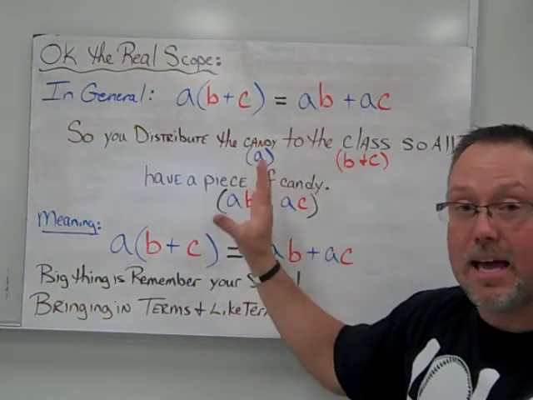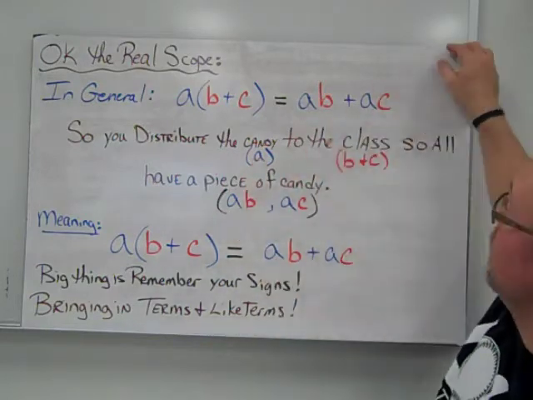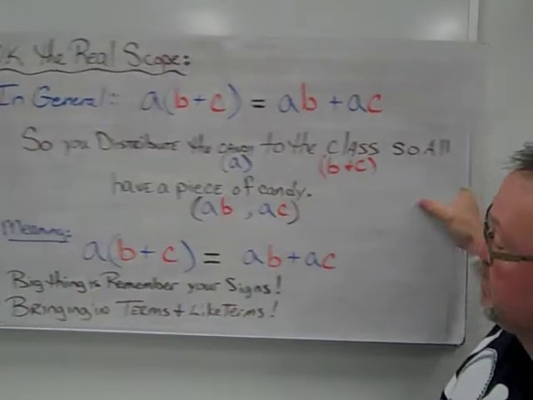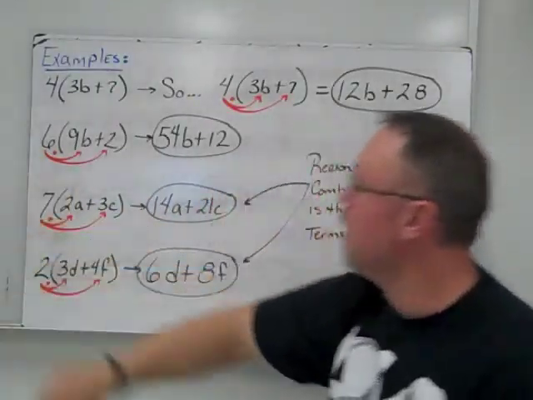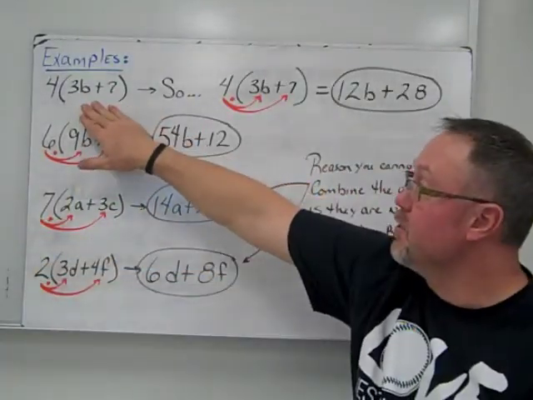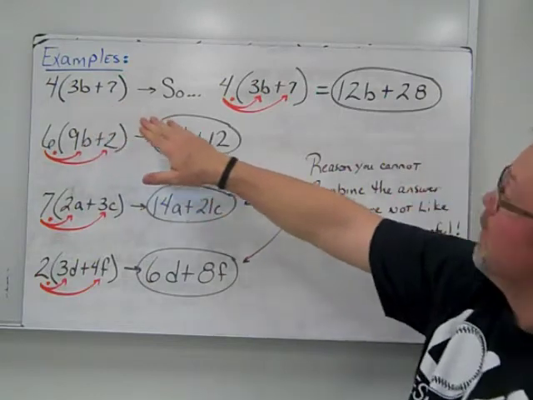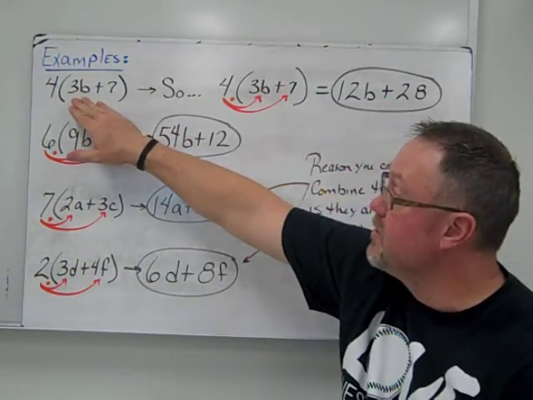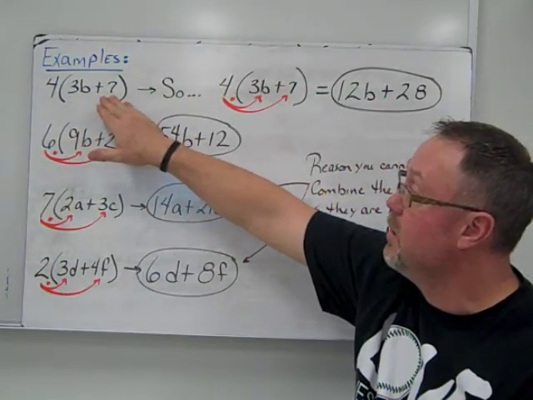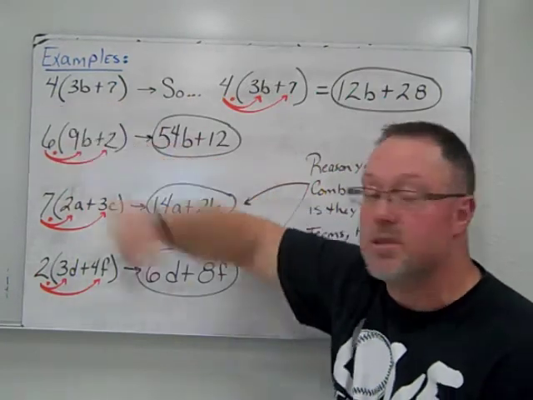If you can get the hang of this property, algebra is going to be real simple for you along with the equations. So let's look at some problems. So here's my first one. I have 4 inside parentheses 3b plus 7. So this was the B and the C, this was the A.